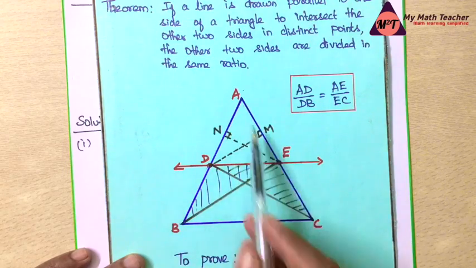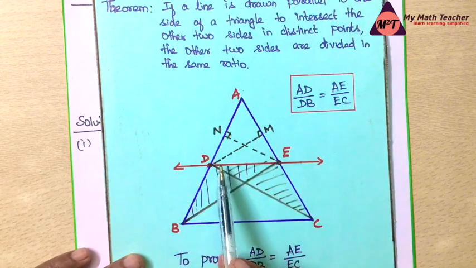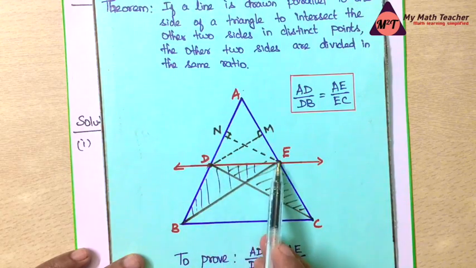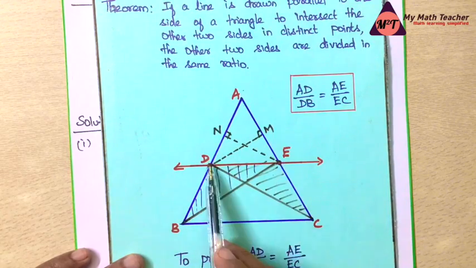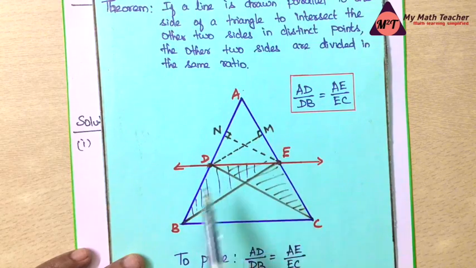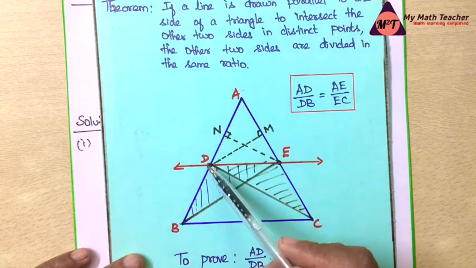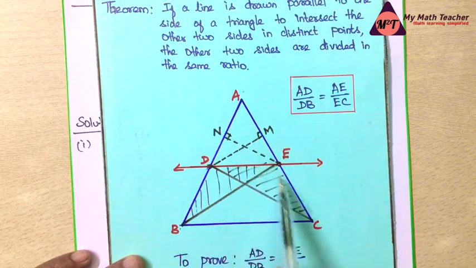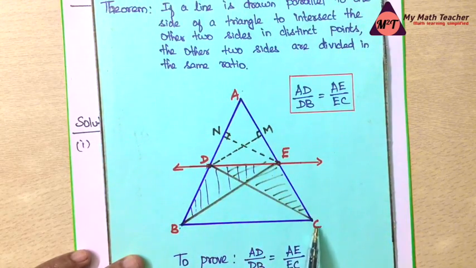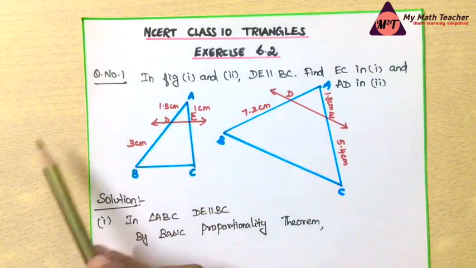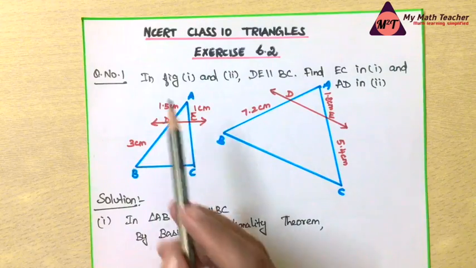In any triangle, if you draw a line which is parallel to a side, it will intersect the other two sides in two different points. See, these are the two different points D and E. If this is the case, you can say that AD divided by DB is equal to AE divided by EC, only if the line is parallel. The question is based on the concept of basic proportionality theorem.